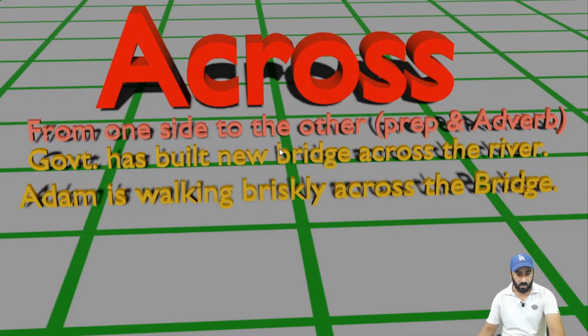आप अपनी screen पर देख रहे हैं, we have another example. Adam is walking briskly across the bridge. So again, we have used across as a preposition, and it relates the bridge with the sentence. So Adam is walking briskly across the bridge. Briskly means quite quickly. So let's look at the 3D demonstration further. I think it will make everything clear.